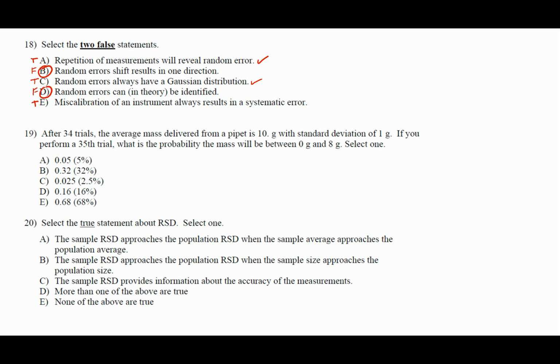19. After 34 trials, the average mass delivered from a pipette is 10 grams with a standard deviation of 1 gram. Okay. If you perform a 35th trial, what is the probability the mass will be between 0 and 8 grams? Select one. Okay. Let's do it. Well, we have a standard Gaussian curve. Our average, right, is 10. And we want to know between 0 is way over here, and 8. So here we have 9. Here we have 8, right?